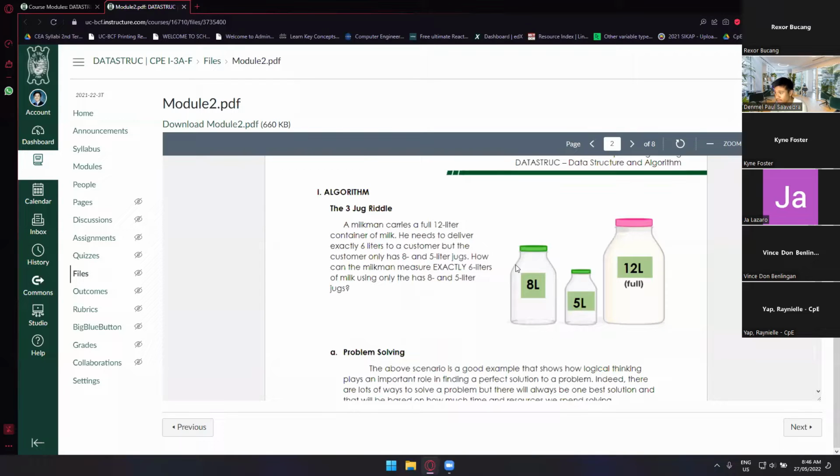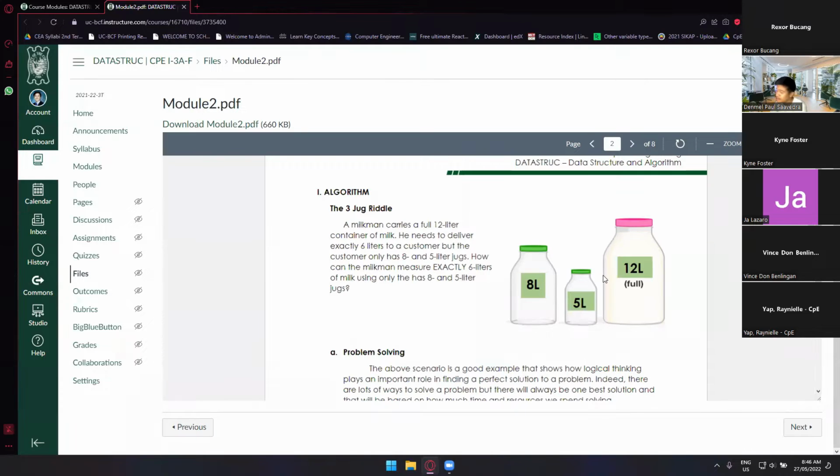Okay, so we have an example here. Let's see, the 3-jug riddle. So a milkman carries a full 12-liter container of milk. He needs to deliver exactly 6 liters to a customer, but the customer only has 8 and 5-liter jugs. So how can the milkman measure exactly 6 liters of milk using only the 8 and 5-liter jugs?